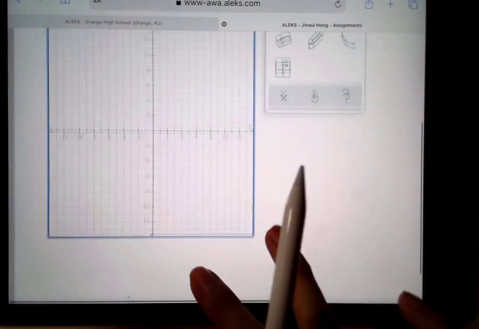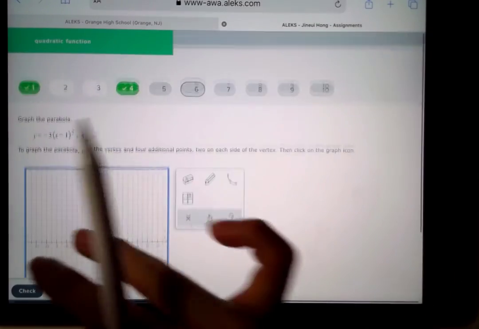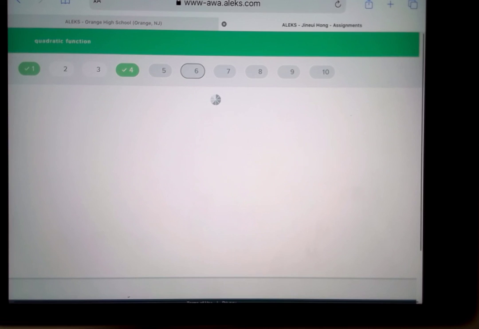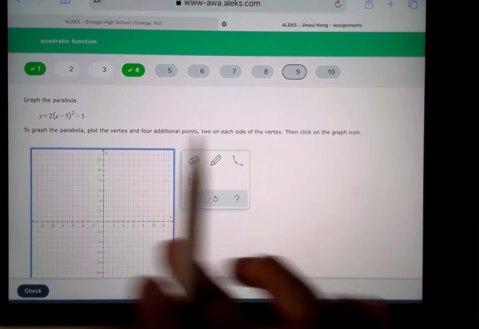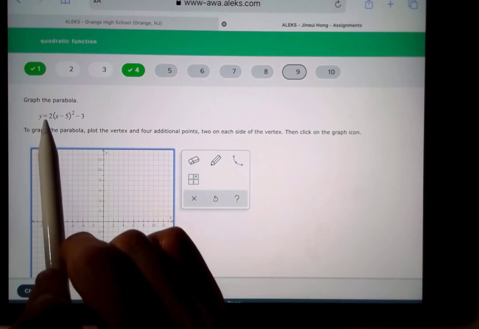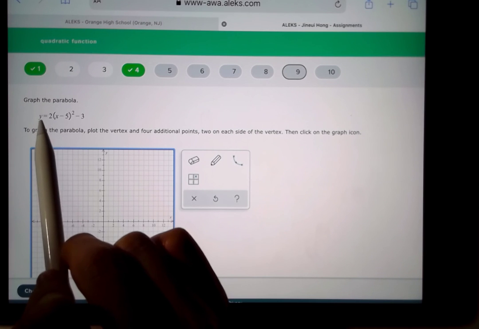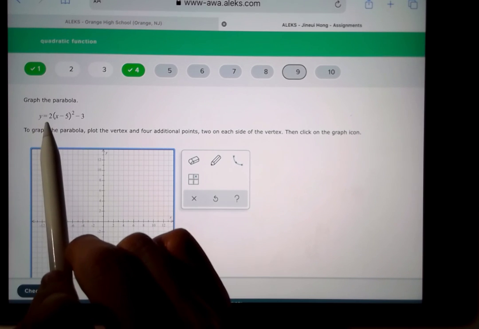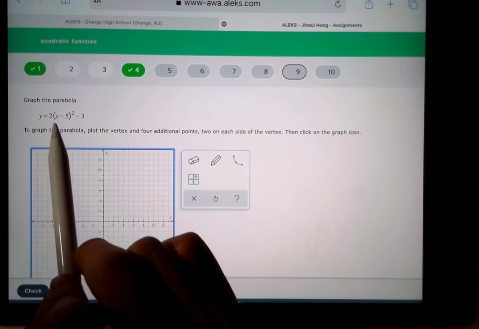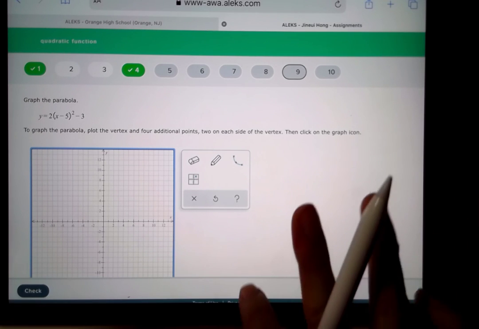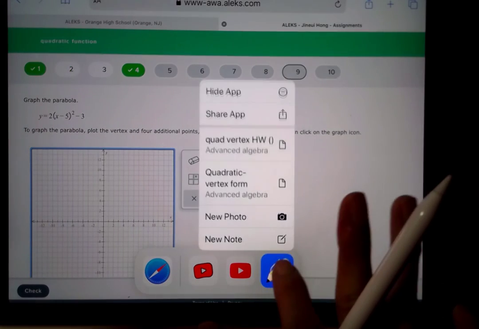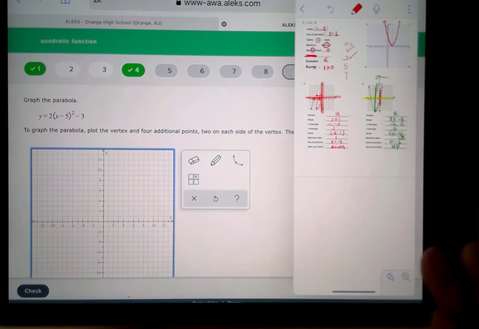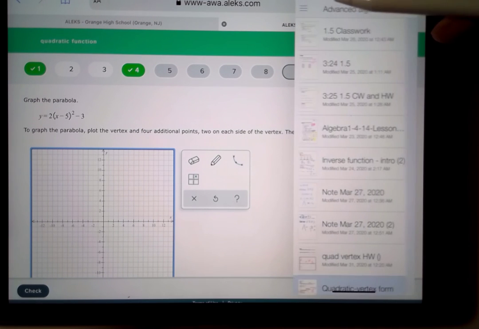So from here, I want to sketch this. Let me try number 9. Okay, so do you see this one? A 2 in front of the quadratic function. So 2 is your leading coefficient. That's not 1. That's a little different, right? So there's some other way to do this. Let me bring this, and a new note.